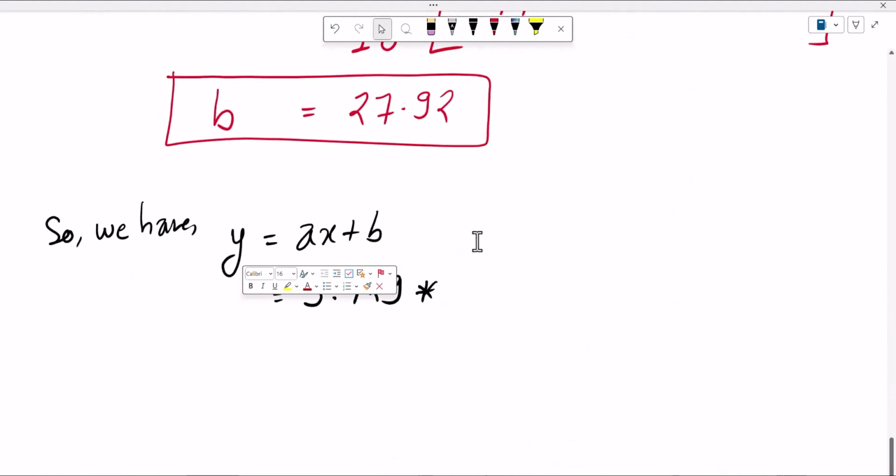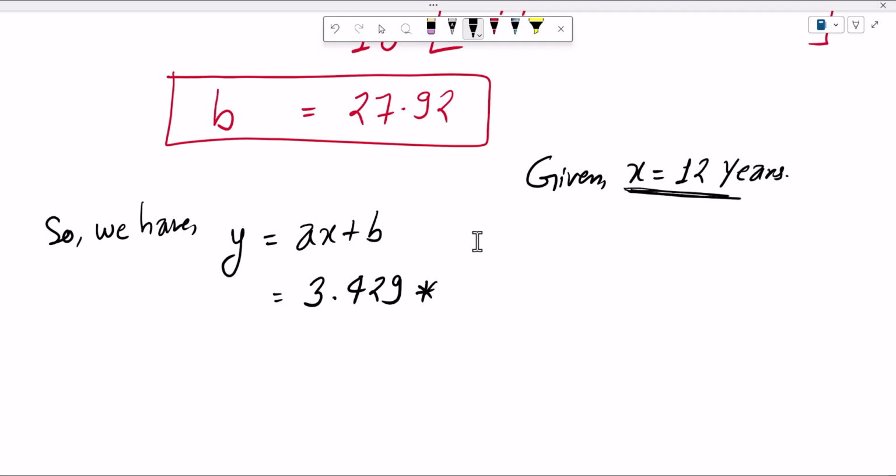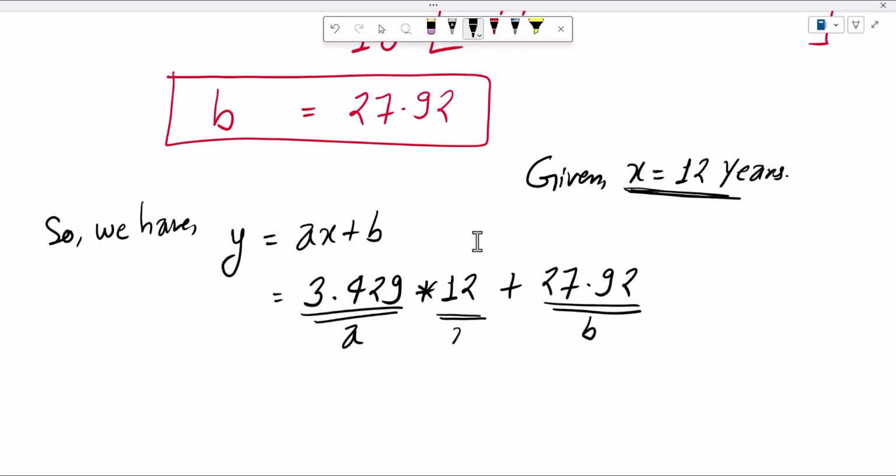So here x equals 12 years, right? You need to predict the salary for 12 years, so put 12 here. Plus 27.92. So this is the b, that is the intercept, this is the a, the slope, and this is the value x. So a into x plus b, right?